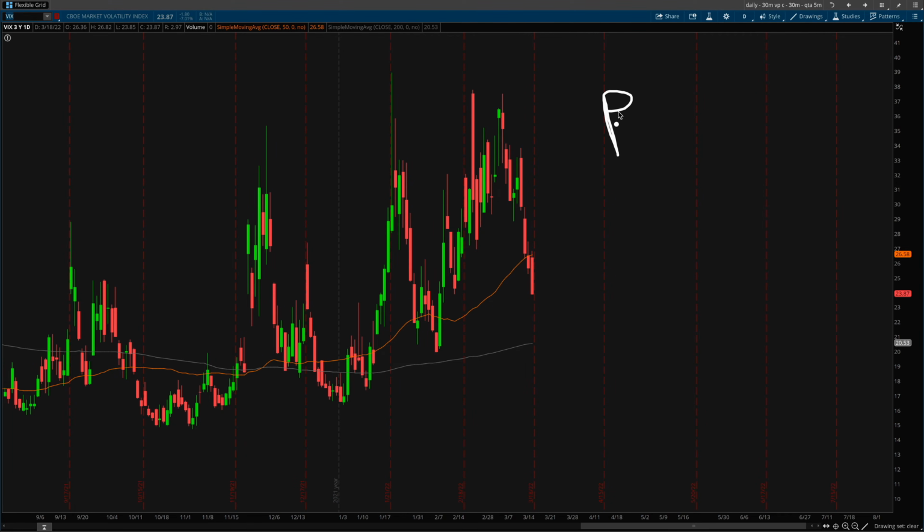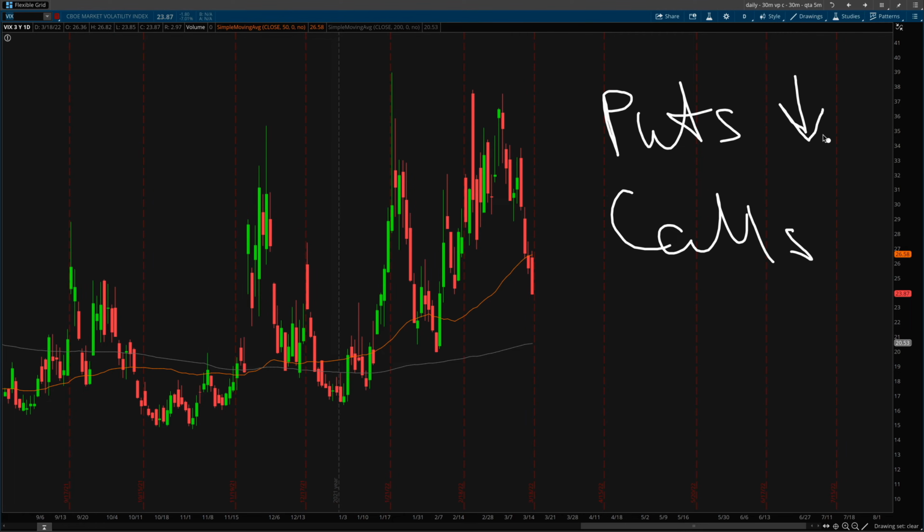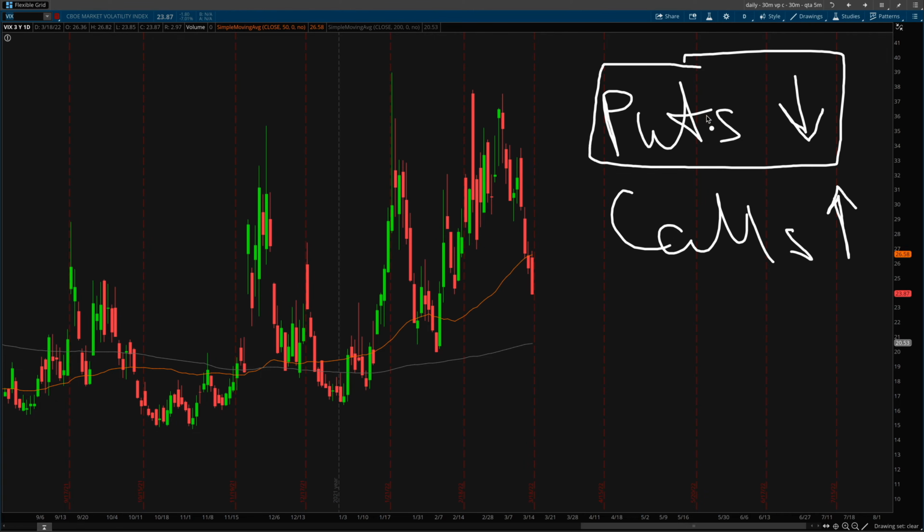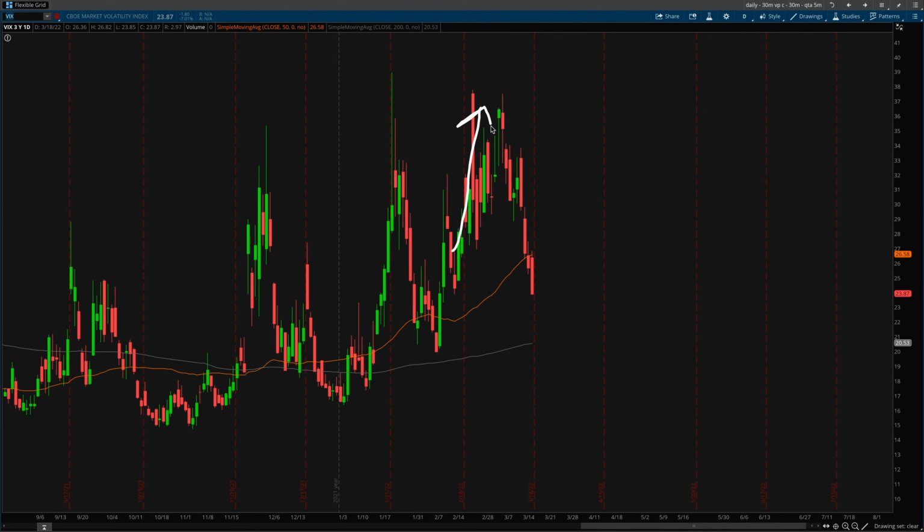Now, puts are generally more expensive than calls. If you trade options, buying puts means you think your underlying is going to go down, and you buy calls if you think the underlying is going to go up. Investors are willing to pay more money for puts because they want insurance on their investments. Option sellers are aware of that, so they're able to sell a product that people are willing to pay a higher premium for. So it's almost exciting as an option seller to be selling puts as the VIX goes higher, because it means you're getting more money for selling the same thing.